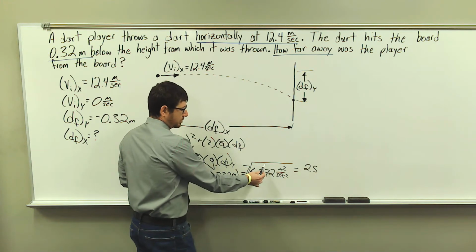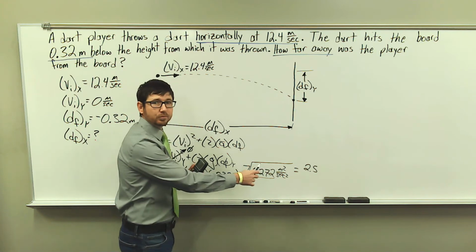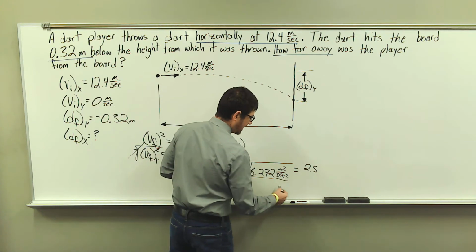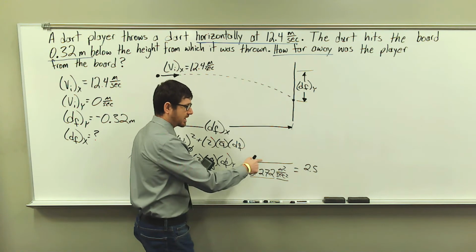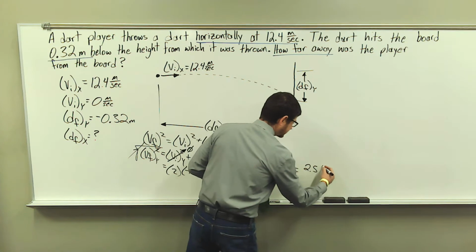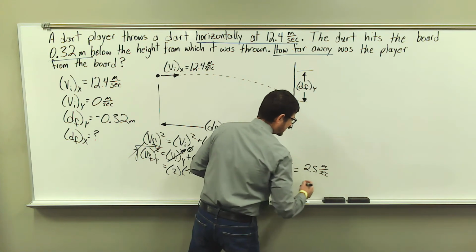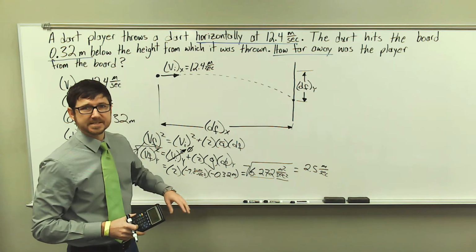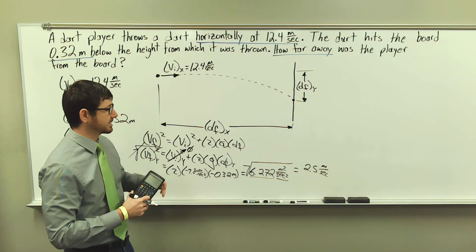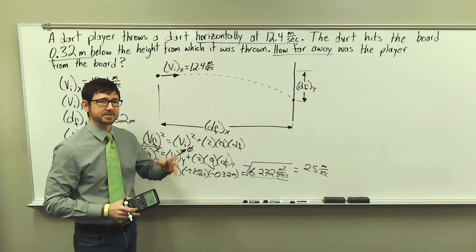Now remember, not only are we taking the square root of the numerical value, but we're also taking the square root of the unit value. So the square root of meters squared per second squared is just meters per second. Now we need to remember that this is velocity, so it's a vector, and it will show not only magnitude, but it shows direction as well.